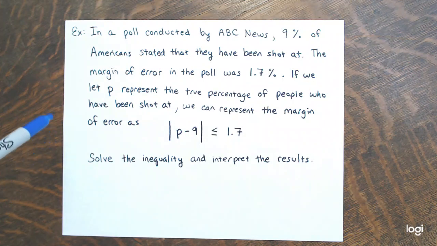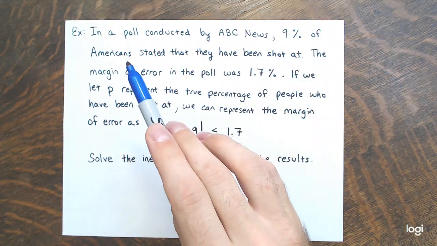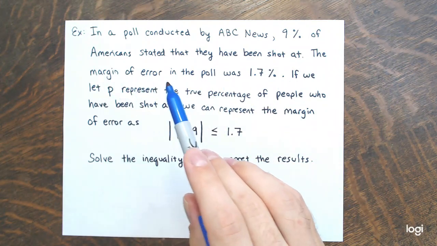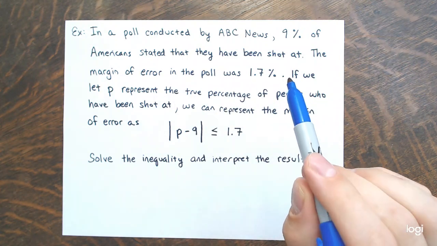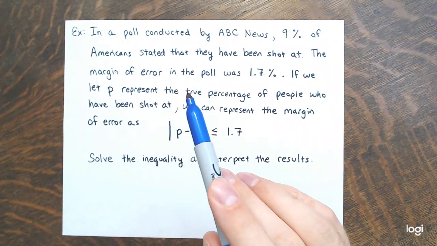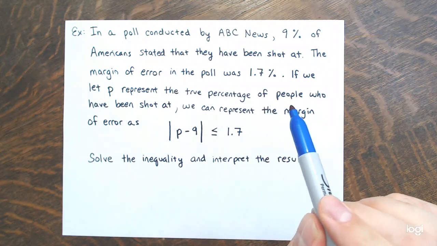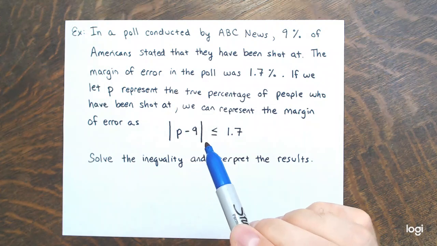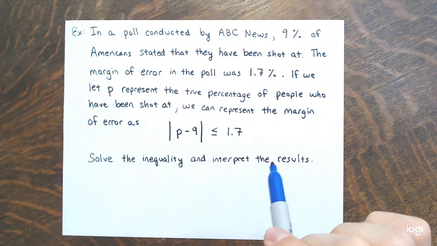So this problem I pulled says, in a poll conducted by ABC News, 9% of Americans stated that they have been shot at. The margin of error, we'll talk about that in a second, in the poll was 1.7%. So if we let P represent the true percentage of Americans who have been shot at, we can represent the margin of error as this inequality here: the absolute value of P minus 9 is less than or equal to 1.7. We're asked to solve the inequality and interpret the results.